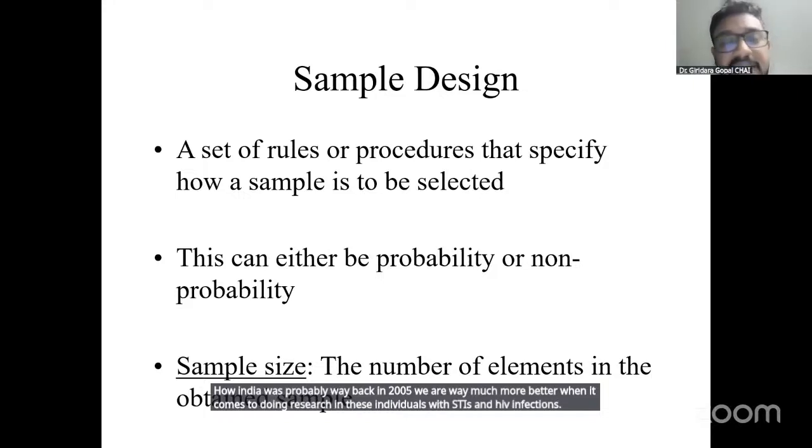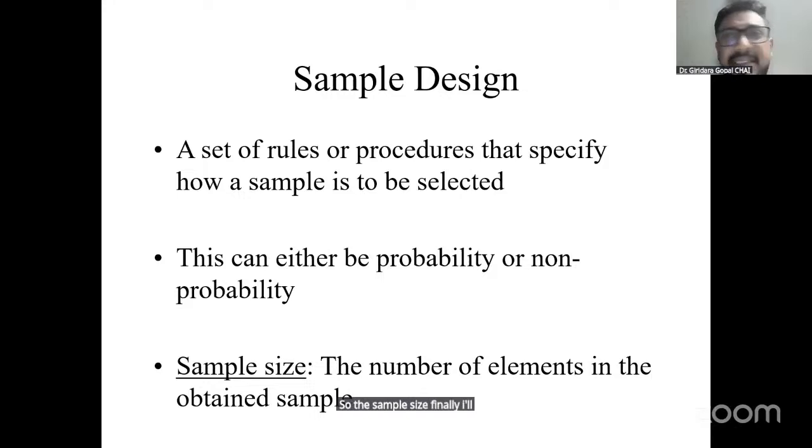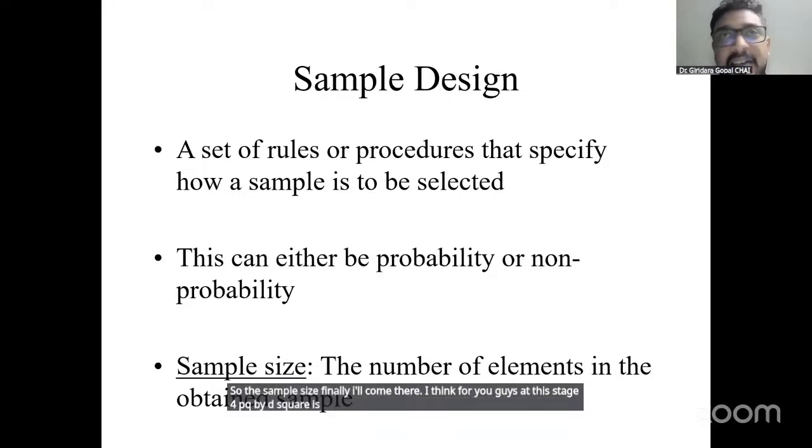So the sample size, finally, I'll come there. I think for you guys at this stage, 4PQ by d square is more than important. So as I said, I would again just keep my discussion only to these 2 points here, or rather even more, only on probability, non-probability for sampling.